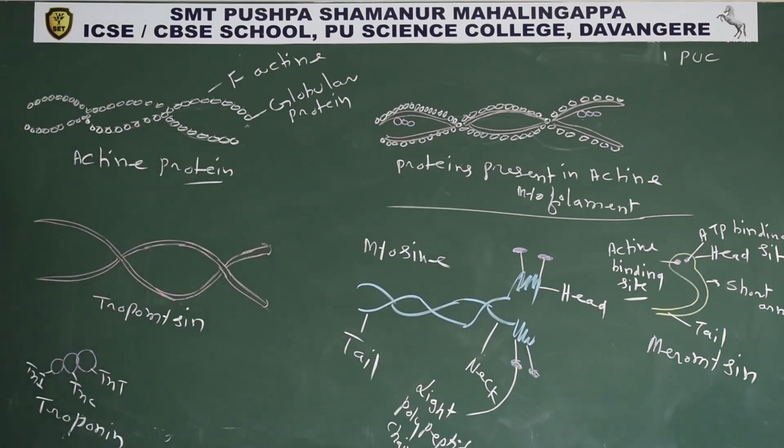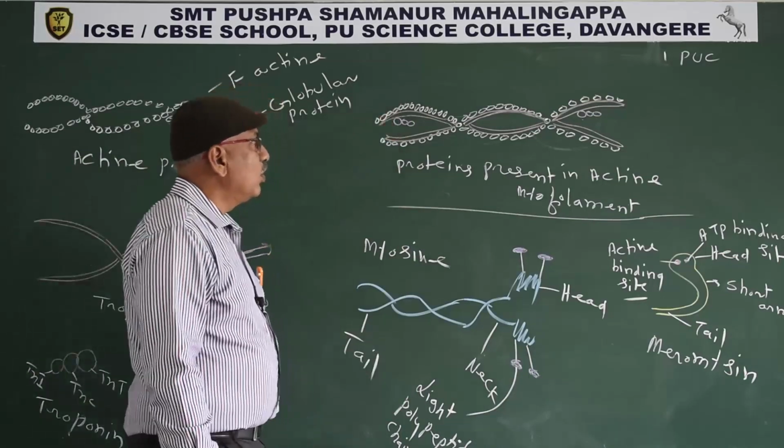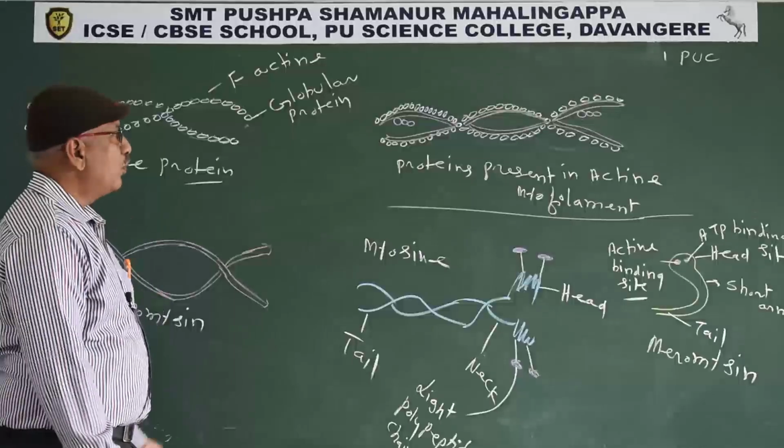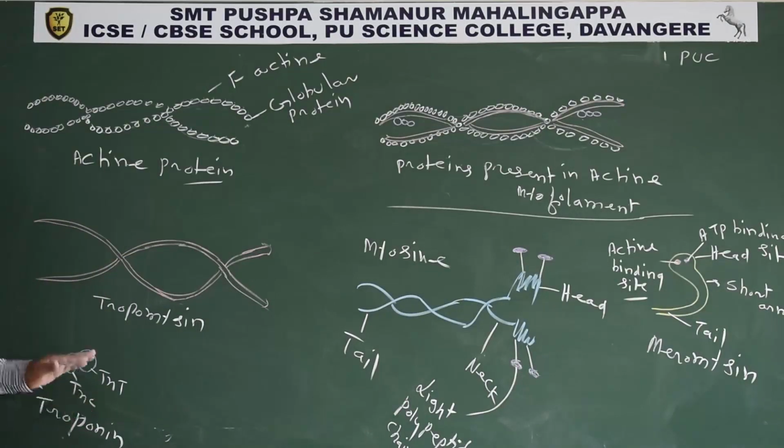Another protein is troponin. Troponin is a complex protein. It contains three subunits: TnT, TnC, TnI. With the help of TnT, troponin attaches to tropomyosin. As a result, a troponin-tropomyosin complex is formed. So what is TnC? The subunit of troponin that attaches to calcium ions is known as TnC. TnI means inhibitor. This subunit of troponin prevents the binding of the myosin filament to the actin filament.